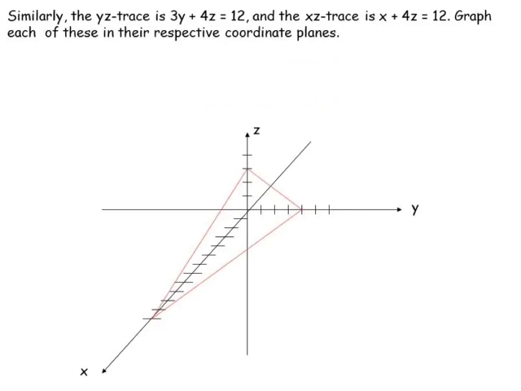So in the same fashion, we can plug 0 in for x, as well as 0 in for y to get the other 2 traces. So then we can graph the line 3y plus 4z equals 12 in the yz plane, and then x plus 4z equals 12 in the xz plane, and here we have our 3 traces that make up our plane.